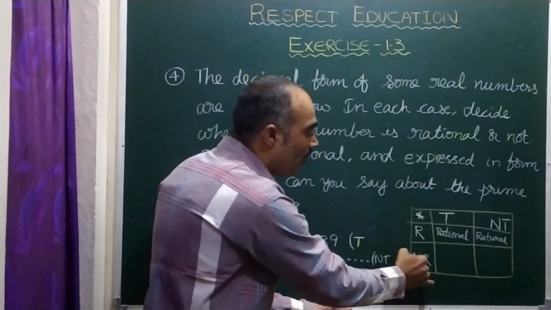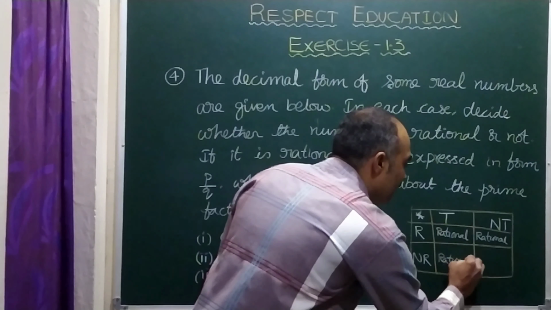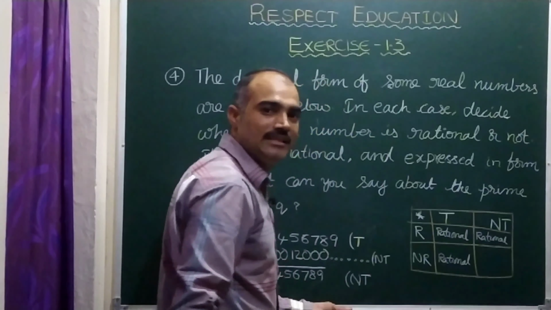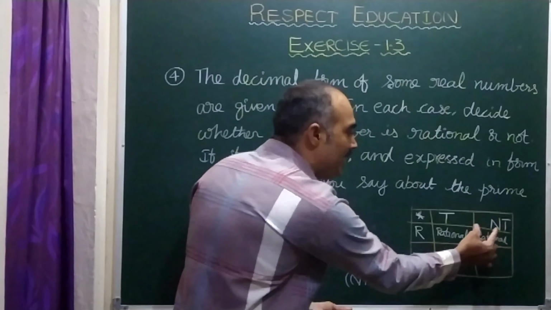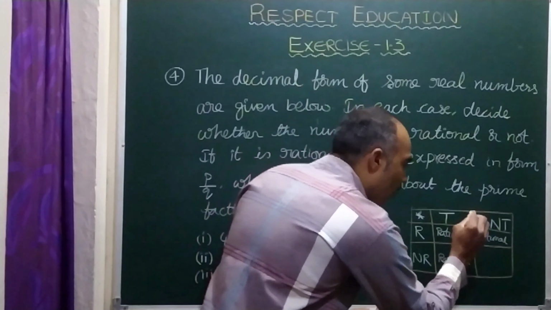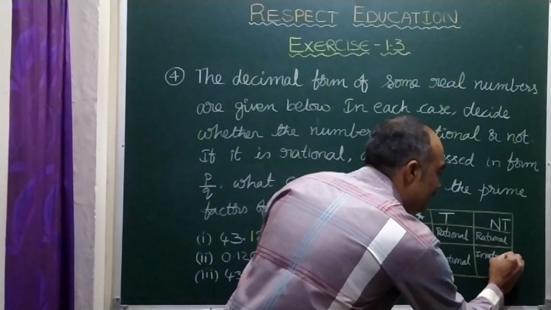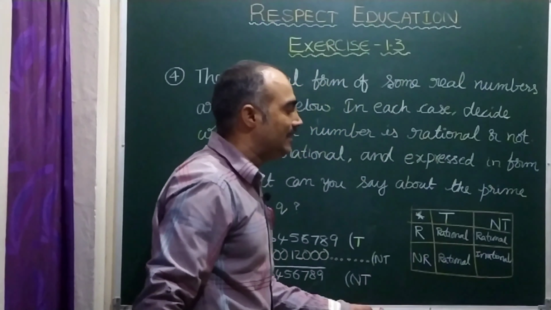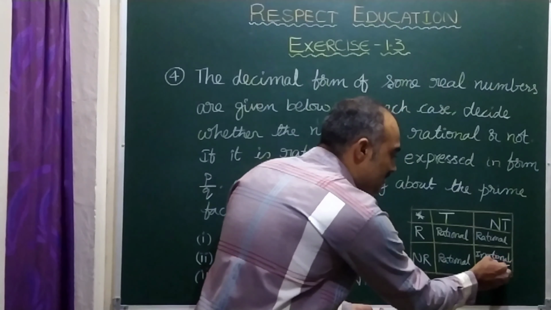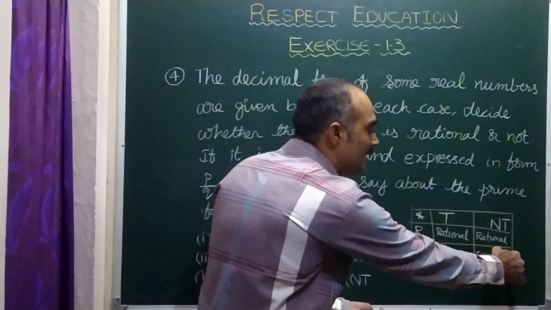Terminating but non-recurring, that is also rational. The final case, children, this you remember, non-terminating, non-recurring. Only this case is irrational. If a decimal expansion is non-terminating, non-recurring, in this case only it is irrational.